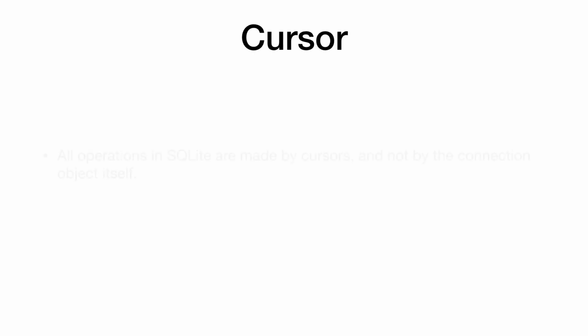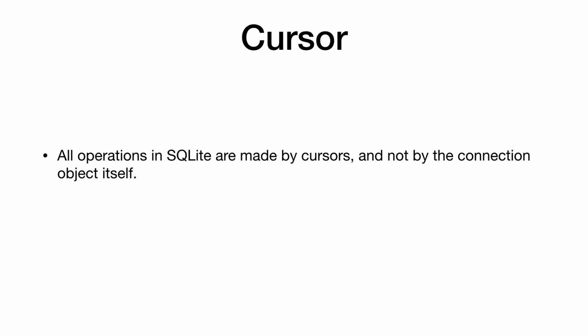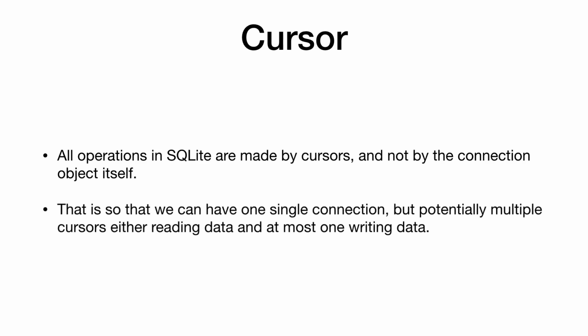Cursors. All operations in SQLite are made by cursors and not by the connection object itself. And there's two reasons for that. First reason is that if we have a single connection, we can only perform one operation at a time. If we have many cursors, we can use each cursor to read some data and one to write some data. Remember, we are limited to one write operation at a time, but multiple cursors can be reading data at the same time.